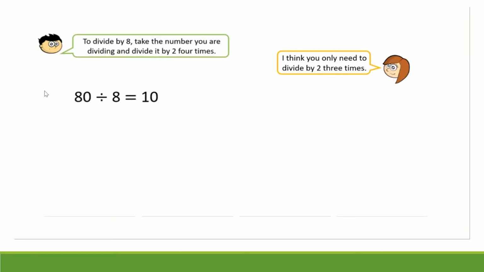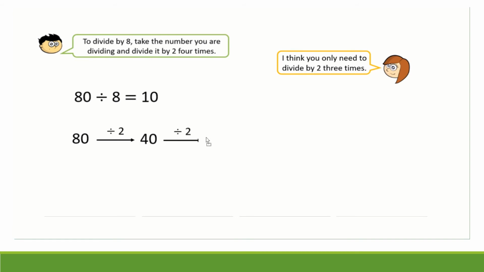Let's look at this question together. I have used 80 divided by 8 because I know the answer equals 10. So let's try and see. 80 divided by 2 gives us 40. So that's divided by 2 one time.